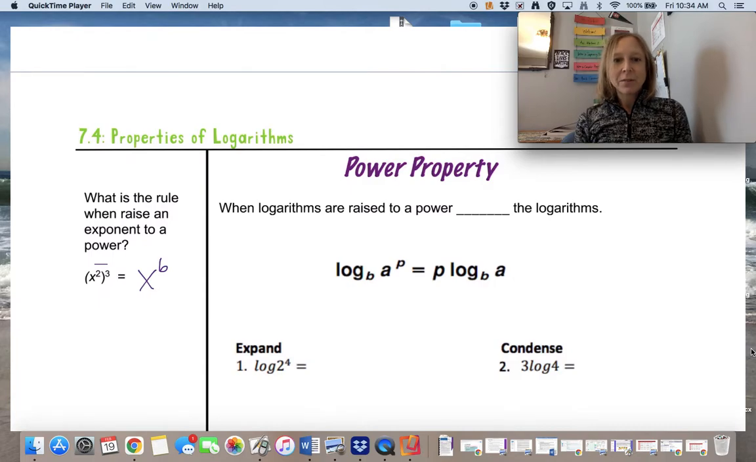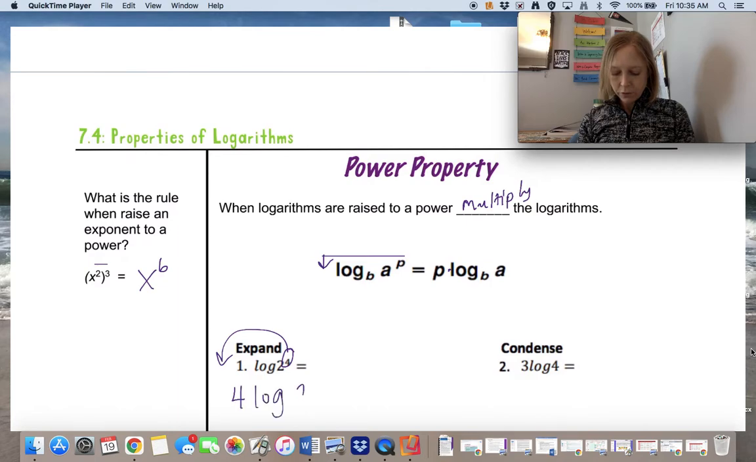Same thing for logarithms. When logarithms are raised to a power, multiply the logarithms. What this looks like, if you have a logarithm and then it's being raised to a power, we take that power and we put it in front and we multiply it by the logarithm. Okay, so it drops down. Let's try this. I see the log of 2 to the 4th power. I take that 4 and I'm going to drop it in front. 4 log of 2.